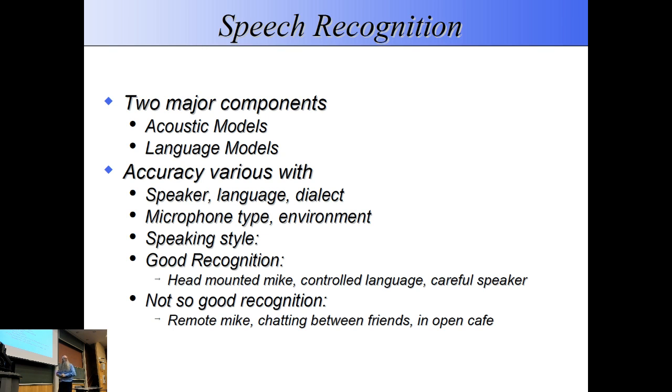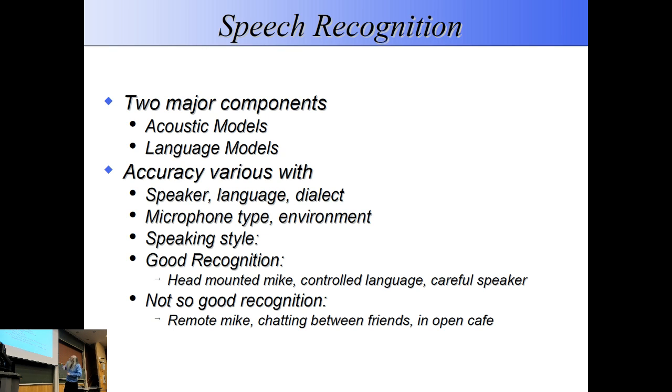The microphone type makes a difference. If you have the microphone here, then it's relatively easy. If the microphone is sitting on the table, every time I turn away, the acoustics will change pretty drastically. Your ear doesn't care, but the speech recognition really cares, and so that makes a difference. Speaking style makes a difference. If I'm talking to everybody in the room, I speak in a different way than if I'm talking to somebody who's just standing next to me.